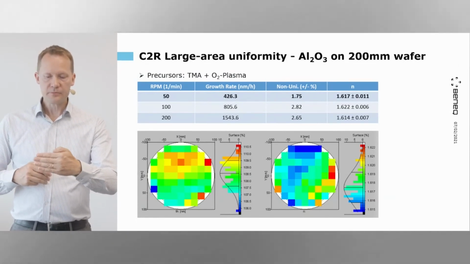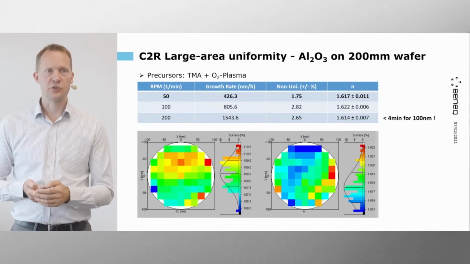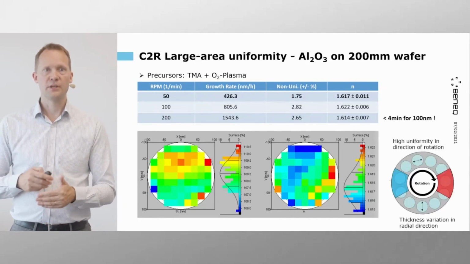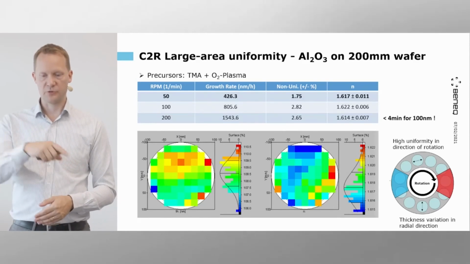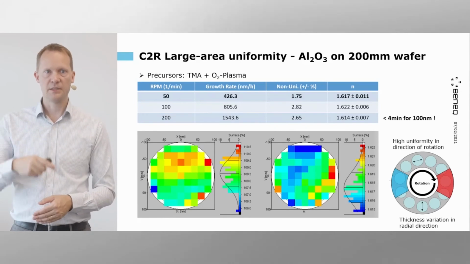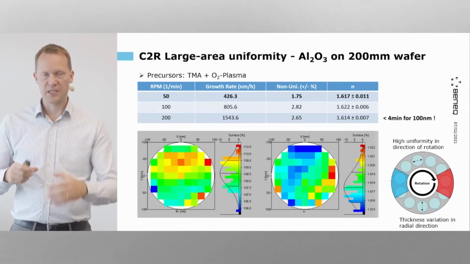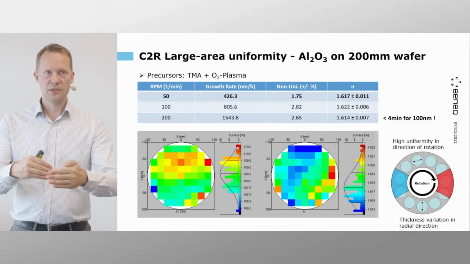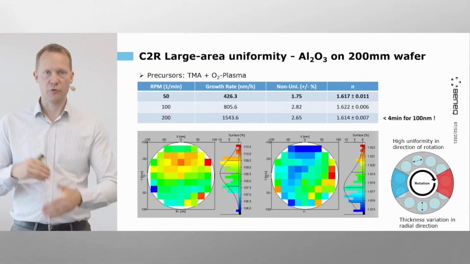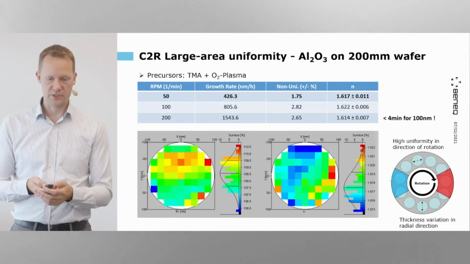And it naturally is more uniform in the direction of rotation. There is actually very, very little variation in that. So it's only really in the radial direction. Which means that for smaller substrates, like 100 millimeter substrates, we can reach much better uniformity, and we can find really, really uniform areas for smaller substrates.